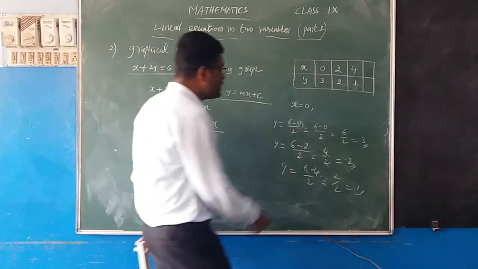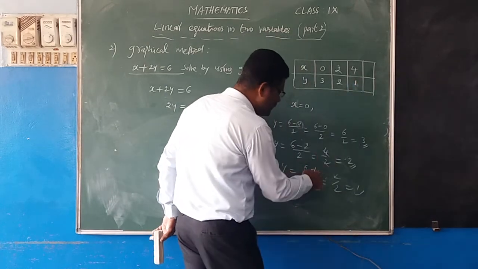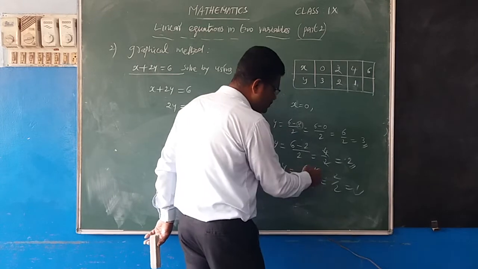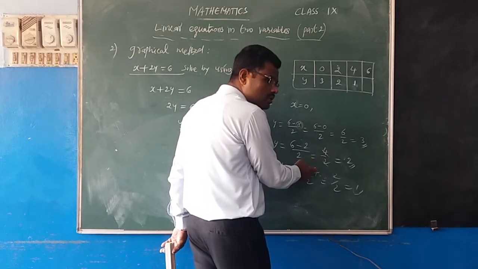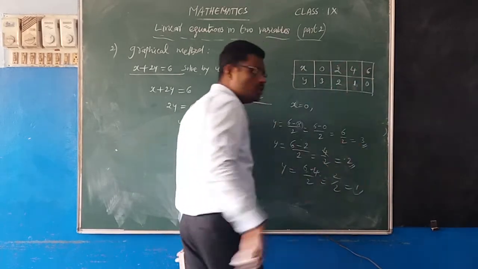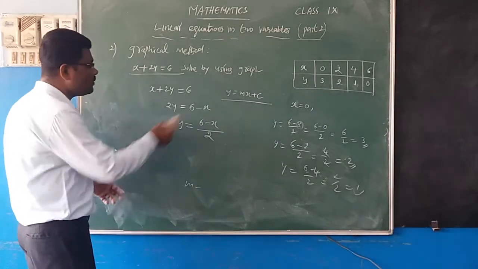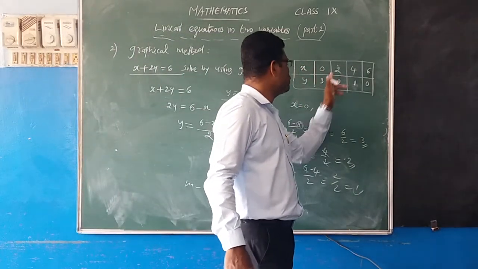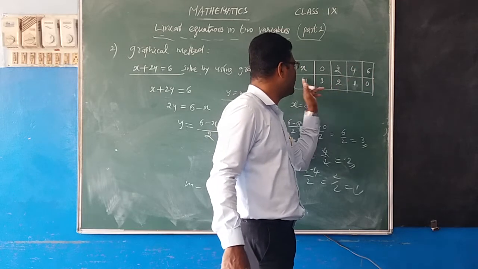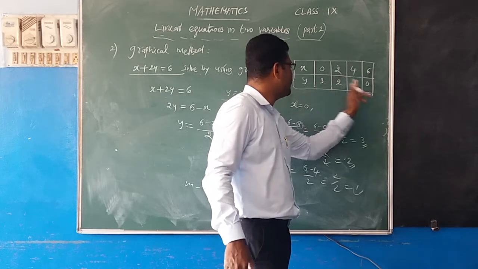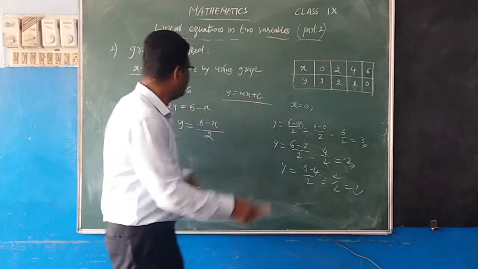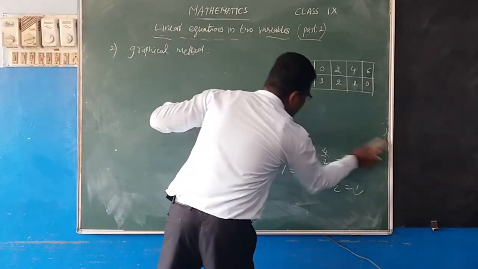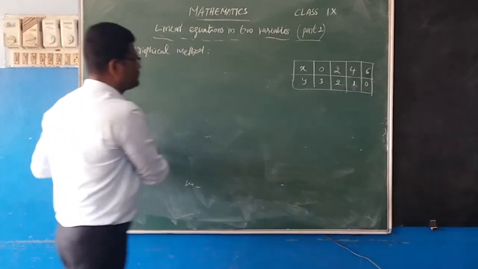Okay. So next number 5 we cannot take. 6 minus 5 is 1. 1 by 2 we cannot take. So if you need, take 6. 6 minus 6 is 0. 0 by something is 0. So the points are what? X is 0, y is 3, x is 2, y is 2, x is 4, y is 1, x is 6, y is 0. These points we need to represent on a Cartesian plane. That is called the solution.